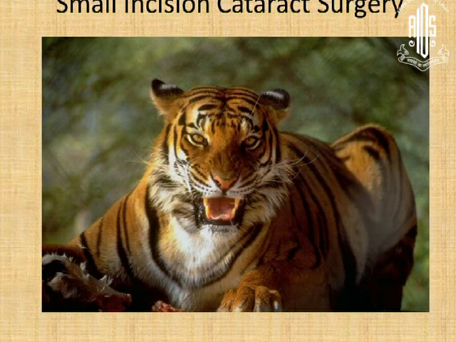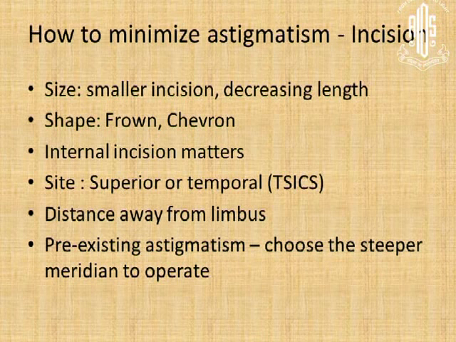And when we want to minimize the astigmatism, how do we do that? One is, of course, we have smaller incisions. We decrease the length of the incision, the size is reduced. Or we can have a frown or a chevron, and Dr. Lahane's excellent videos will show that to you. And of course, the internal incision matters. And we can even change the site to superior or temporal. We can go away from the limbus. But most importantly in SICS, we can choose the steeper meridian to operate.